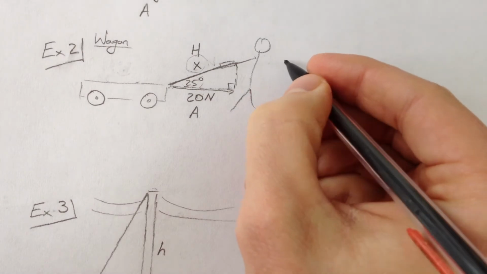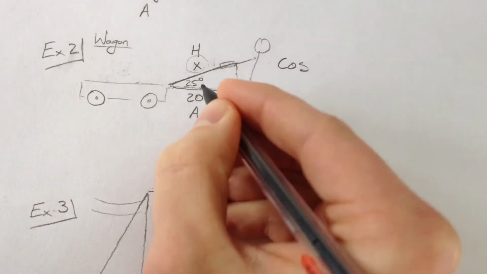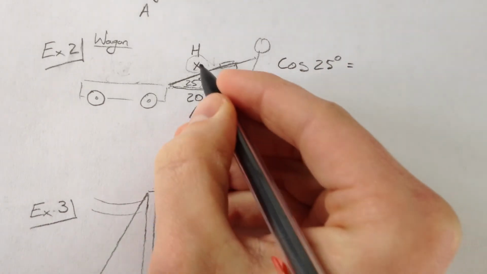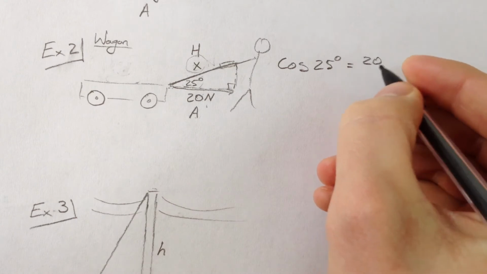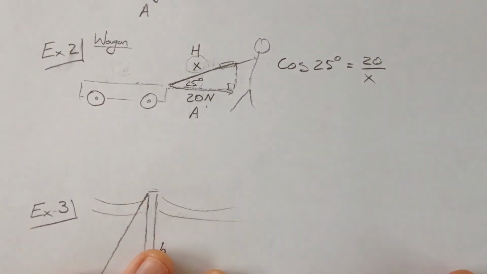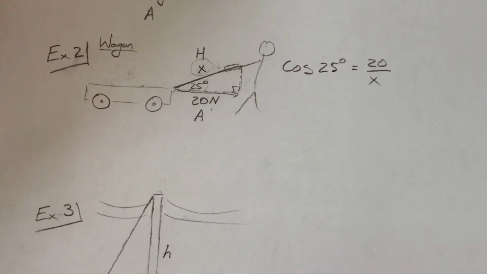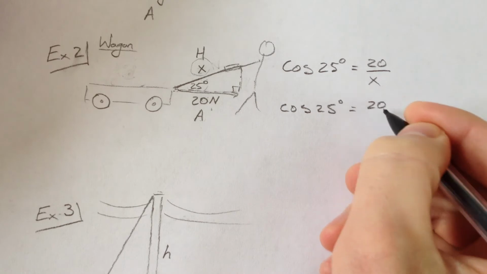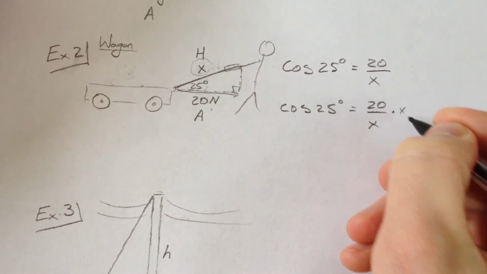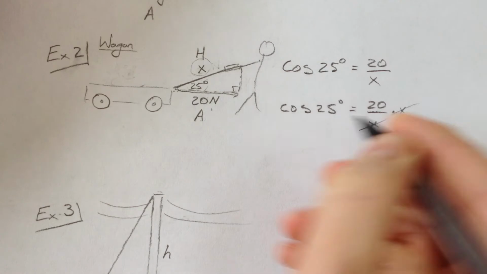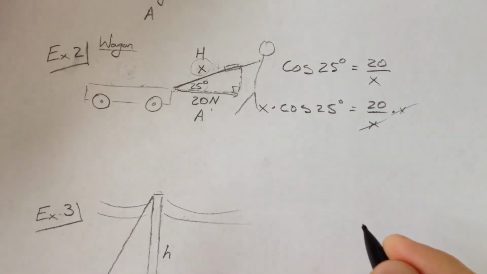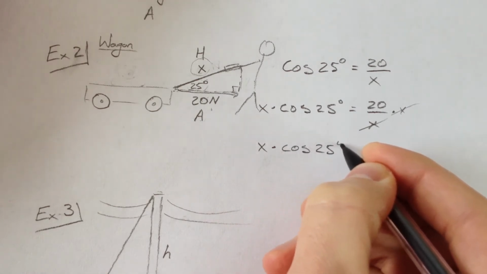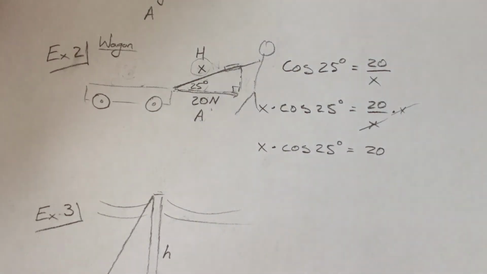So cosine of 25. But now adjacent over hypotenuse is 20 over x. And so the different part here is that the x ends up on the bottom. And so what we're going to do is the same thing as we did last time, except we're going to multiply by the x to cancel out how it's divided. So multiply by the x, that crosses out over there. Got to multiply by x on this side as well. So then we end up with x times the cosine of 25 equals 20.